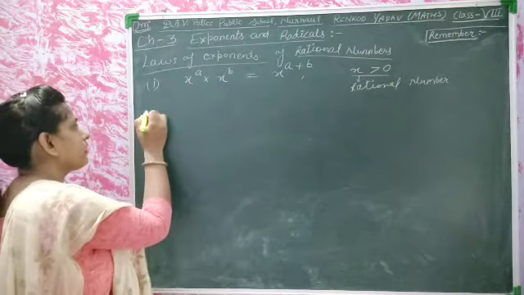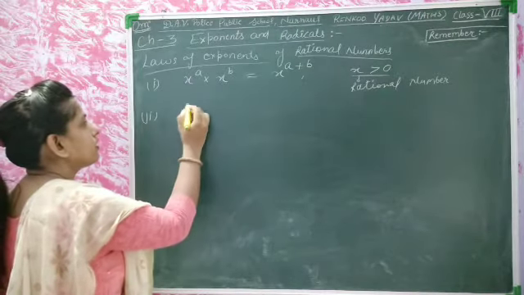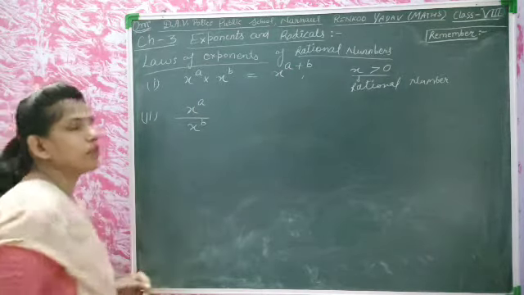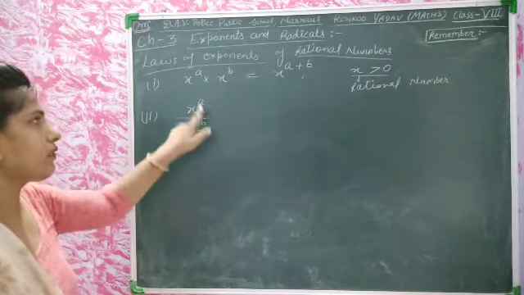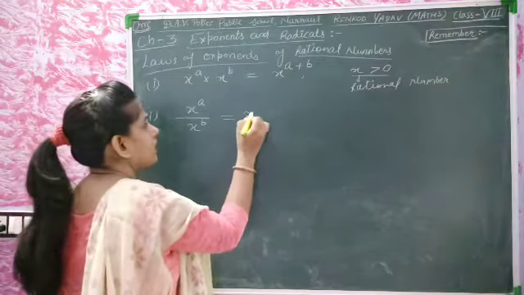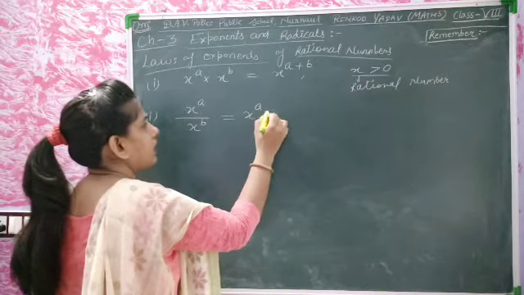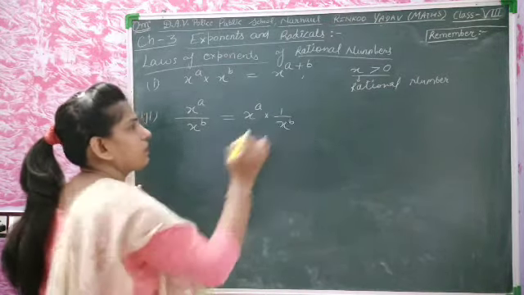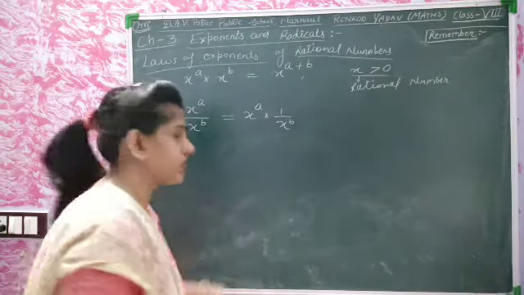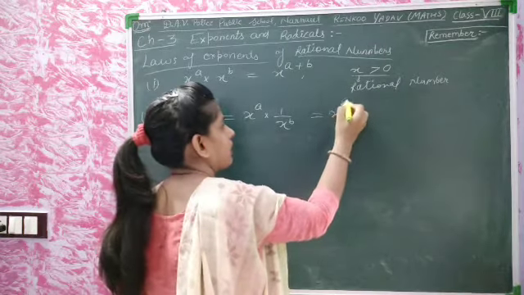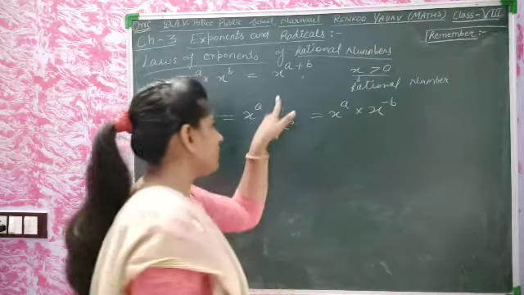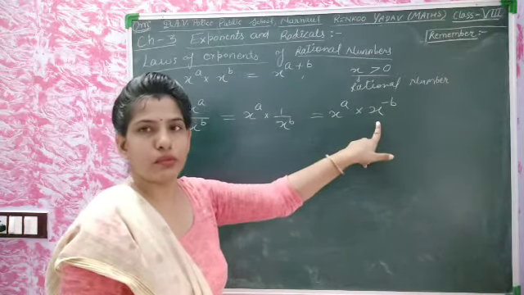Now we will go to the second. There is x to the power a divided by x to the power b. Bases are same and powers are different. It was multiplied before, here it's divided. We will write it as x to the power a into 1 divided by x to the power b. And we have already known about the reciprocal of this number. That equals x to the power a into x to the power minus b. What will be the reciprocal of this number? x to the power minus b.